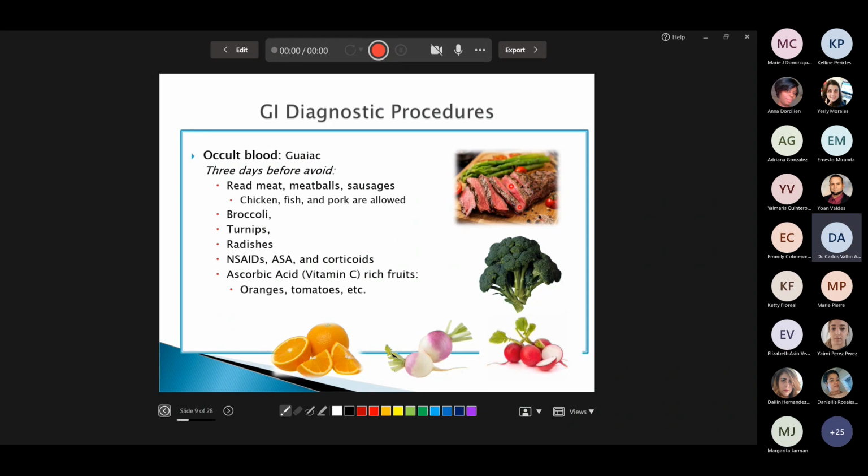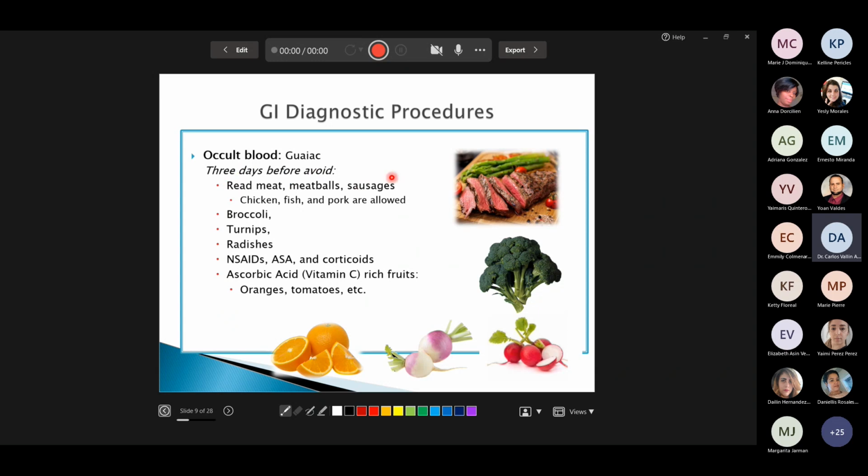Because many things that we consume, that we eat, and here is a collage of the stuff to try to remember, can produce a false positive or false negative in the case of the vitamin C of the test. But the most important are the false positives. So any red meat, anything that has red meat, like meatballs, for example, sausages, especially blood sausage, can produce a false positive. So 3 days before the test, the person should not eat red meat.